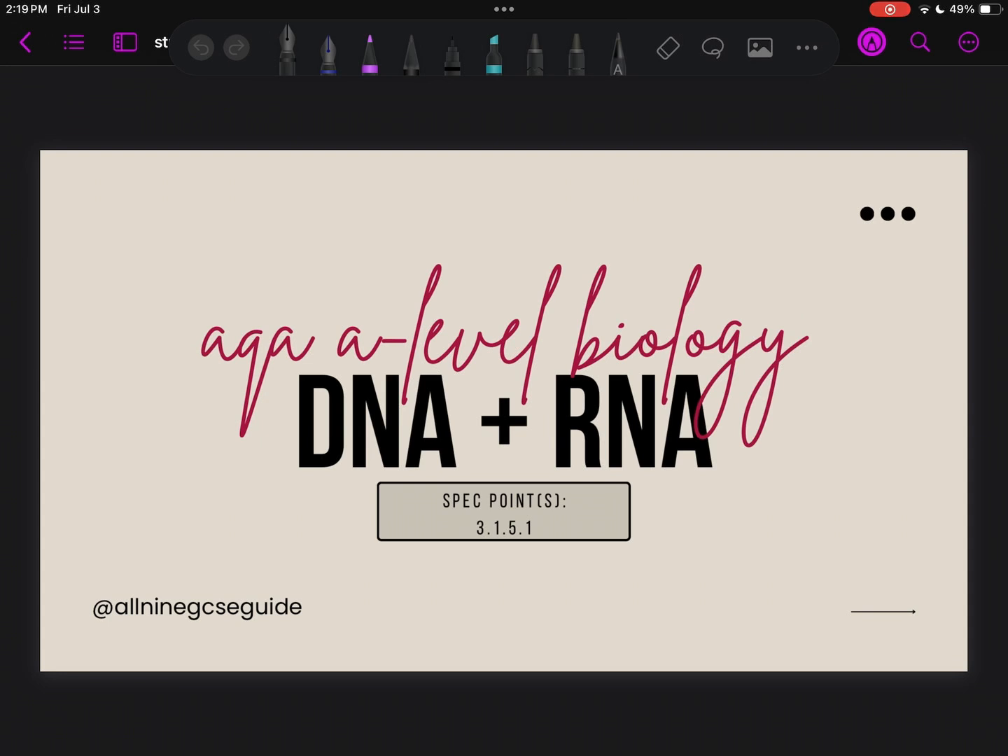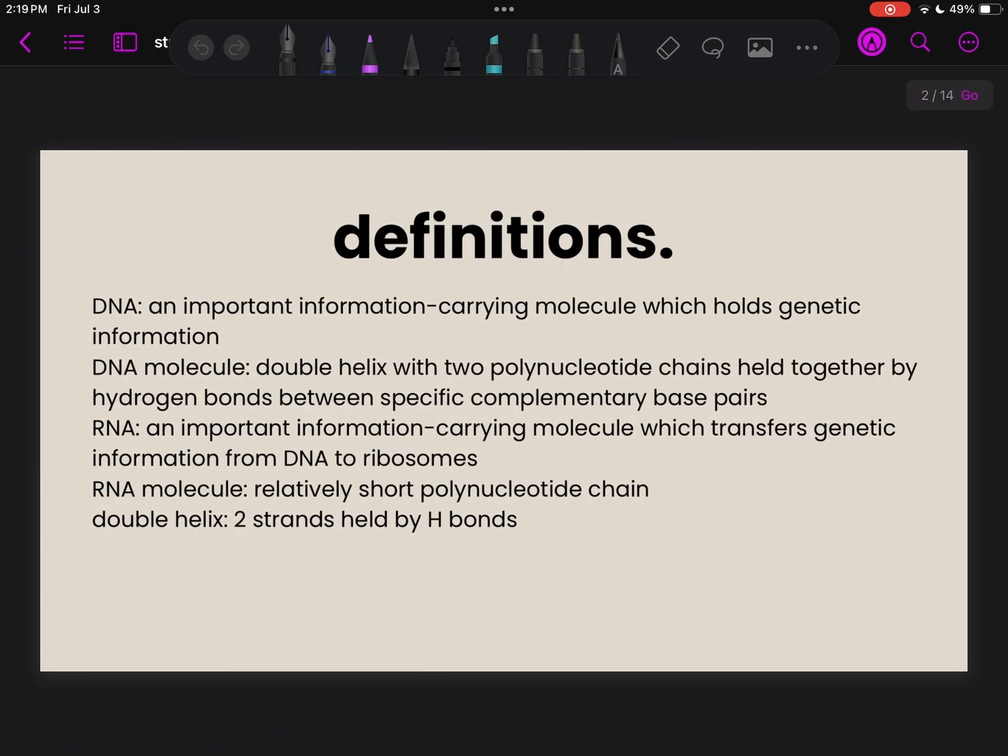This is based on the A-level AQA biology specification, specifically point 3.1.5.1. Mind that I'm a bit sick, so you have to bear with me, but we will get through this together. So let's first look at some key definitions you need to know.